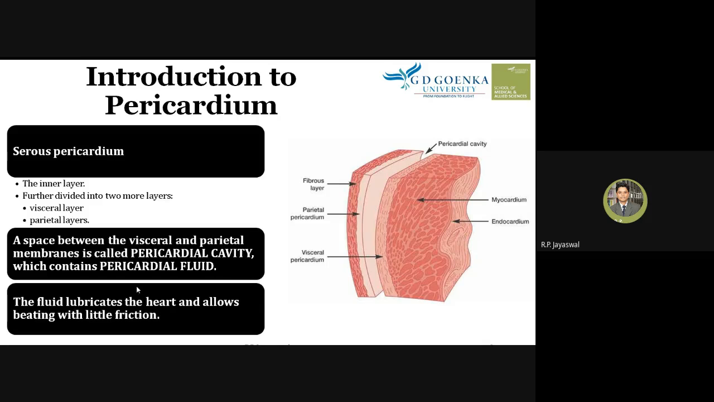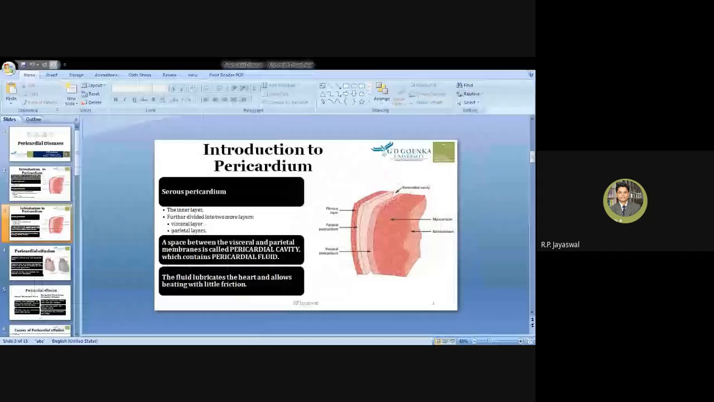What is the function of this fluid? It lubricates the heart and allows beating with little friction. There is no friction at all because of the fluid, as it acts as a lubricant. So this is the normal structure we have seen, the double sac-like structure, where we have noted which one is the fibrous layer and which one is the serous layer.